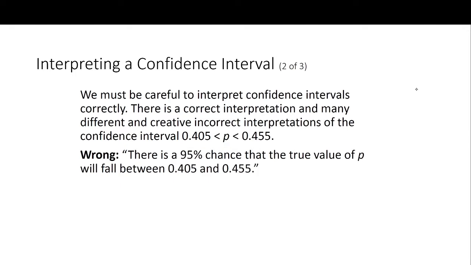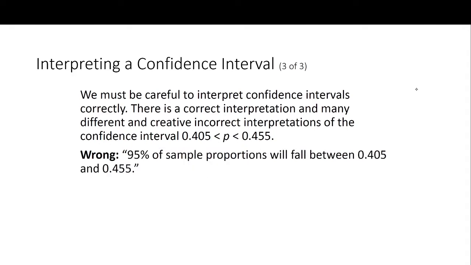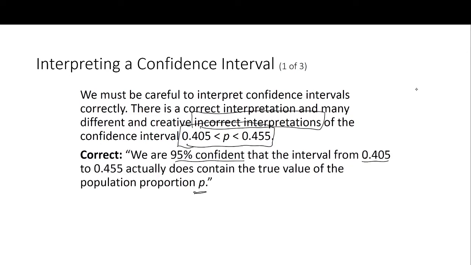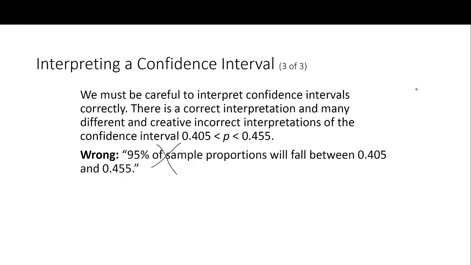But if we say there is a 95% chance, no, that's wrong. That's not the chance. That's just our confidence level. If we say that 95% of the sample proportions will fall between these two numbers, that is also wrong. So the only thing you have to keep in mind is that a confidence interval only tells us how confident we are about the population proportion being in between two numbers. Okay, that's called a confidence interval.